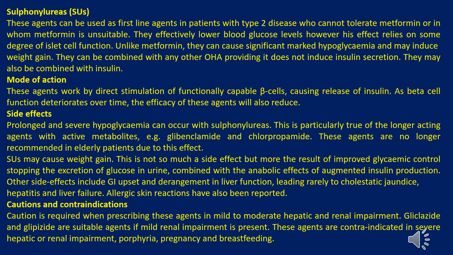We will now discuss cautions and contraindications to sulfonylurea use. Caution is required when prescribing these agents in mild to moderate hepatic and renal impairment. Gliclazide and glipizide are suitable agents if mild renal impairment is present. These agents are contraindicated in severe hepatic or renal impairment, porphyria, pregnancy and breastfeeding.